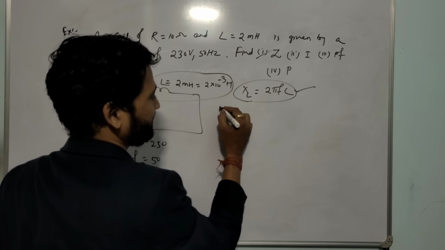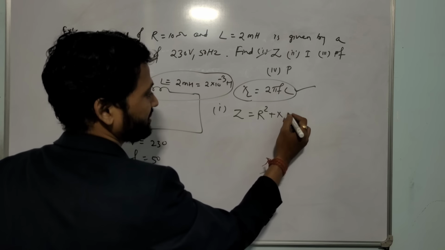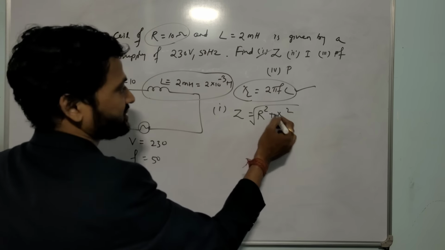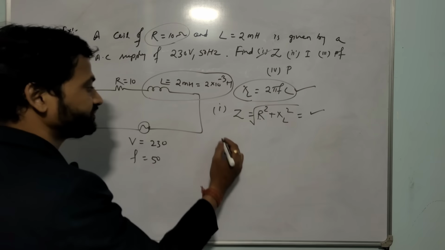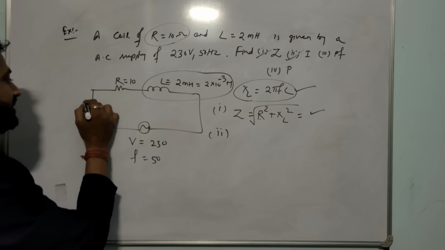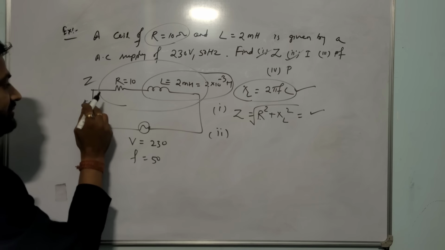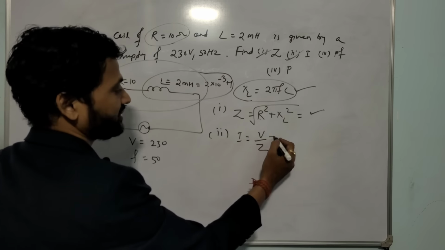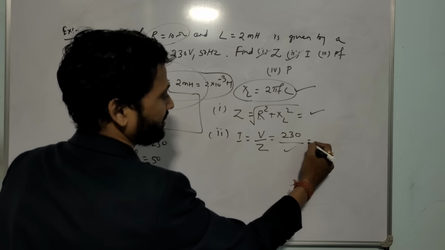So फर्स्ट पॉइंट क्या है Z. Z का फॉर्मूला क्या है RL सर्किट में, अभी भी बोला था R स्क्वायर प्लस XL स्क्वायर अंडर रूट. R is given 10 ohm. XL already you got from here, you put here and get the answer. You do it. सेकेंड Z मिल गया. सेकेंड क्या है करंट. करंट इज V अपन Z. वोल्टेज पता है कितना है 230, और इम्पीडेंस का वैल्यू तो मिला, इधर से डाल दो आंसर मिल जाएगा.